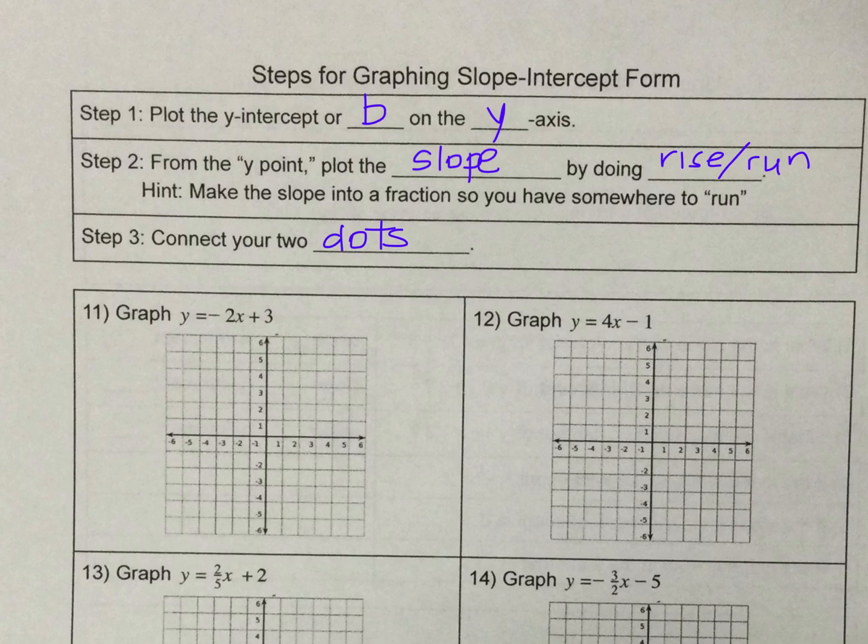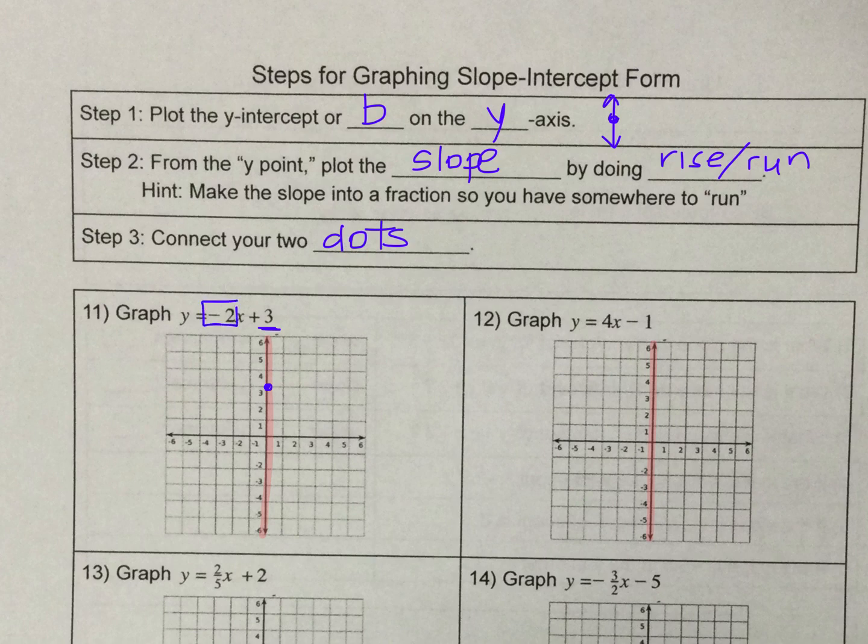Step 1, plot the y-intercept on the y-axis. That means I got to put a dot on the up and down line. So in number 11, my y-axis is that red line. The b is the last number. So I'm going to put a dot on 3 on the y-line. Step 1. Step 2, from the point, plot the slope by doing rise over run.